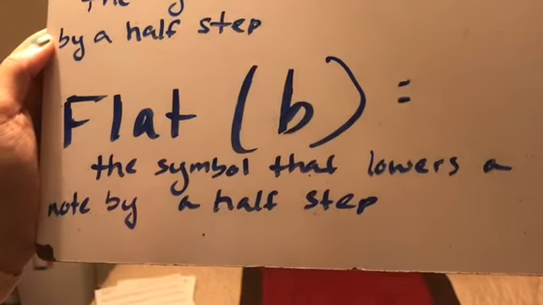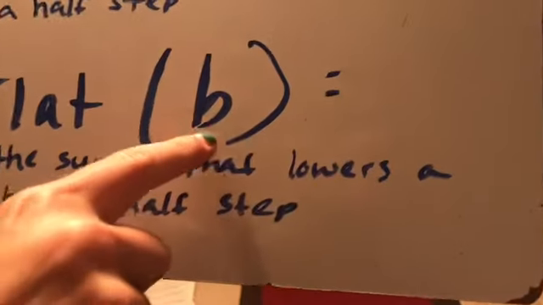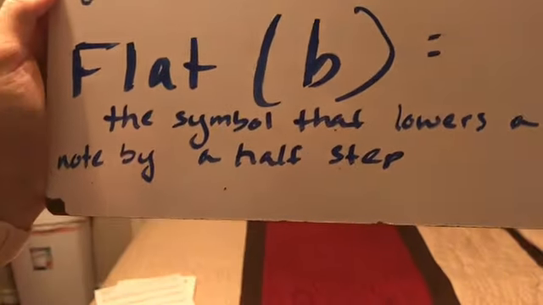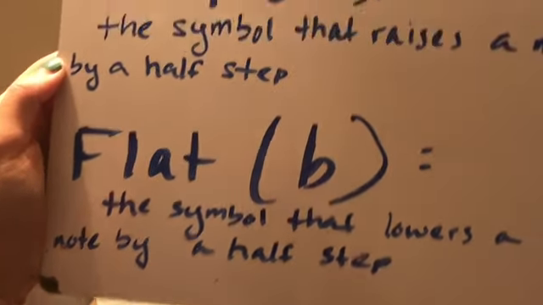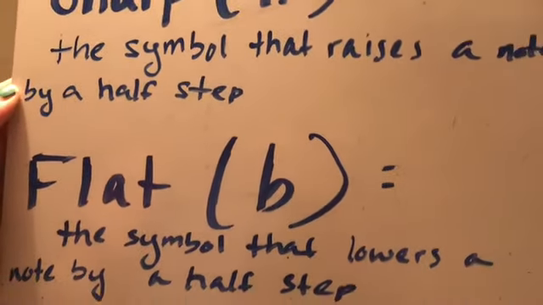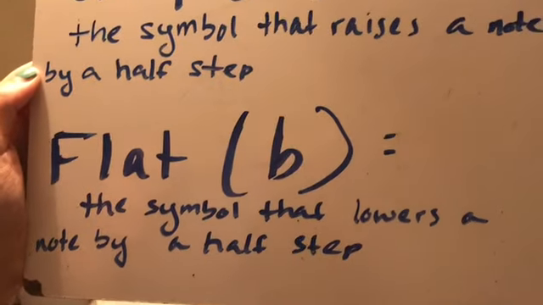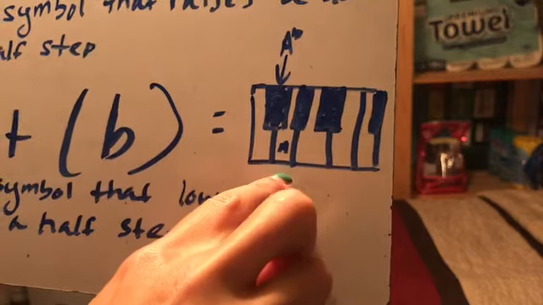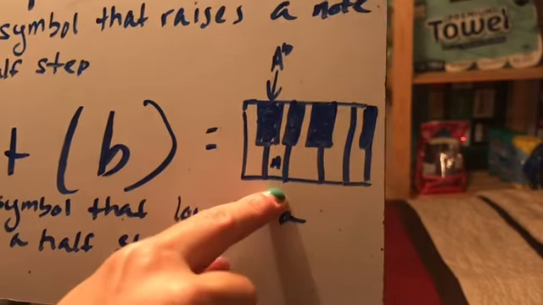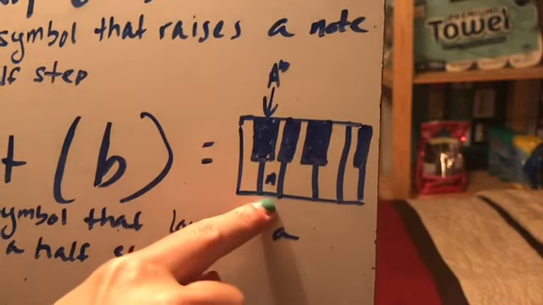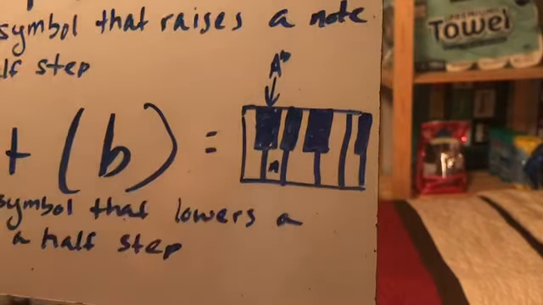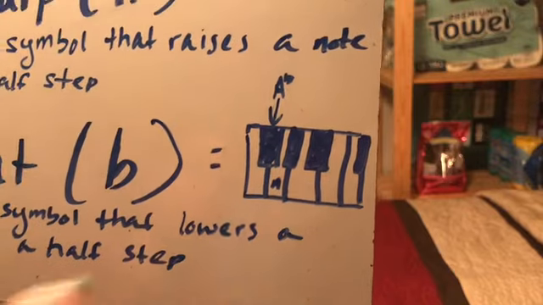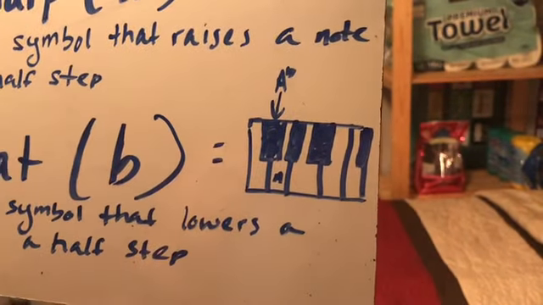On the contrary, a flat, which kind of looks like a lowercase b, is the symbol that lowers a note by a half step. So sharp is bringing it up by a half step, a flat is lowering it by a half step. We're going to use the note A for our example. So I have A. If I go back to the adjacent black key to its left, that brings me to A flat.